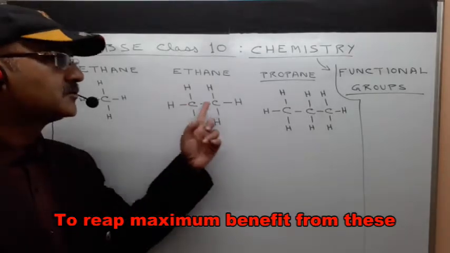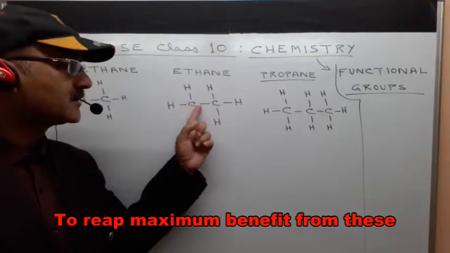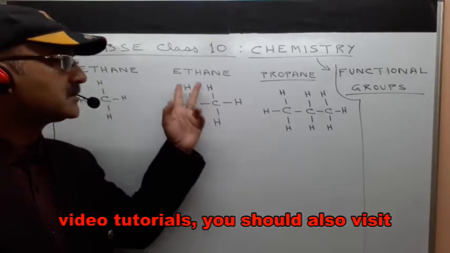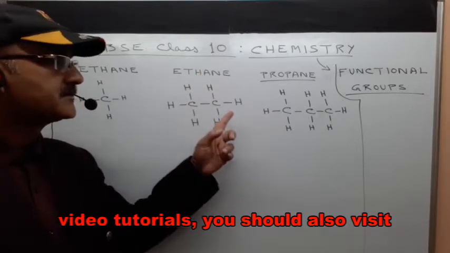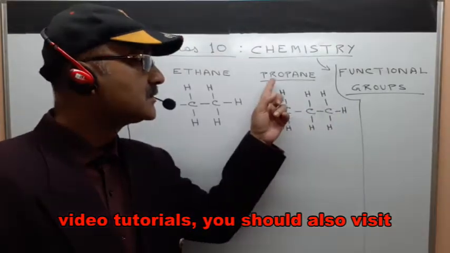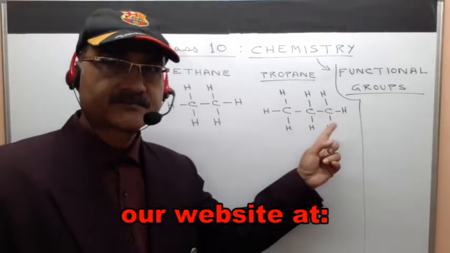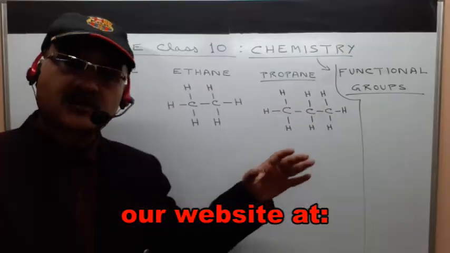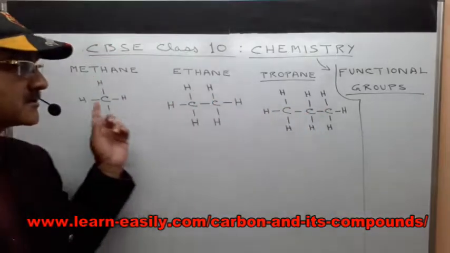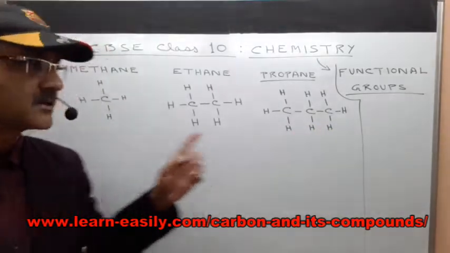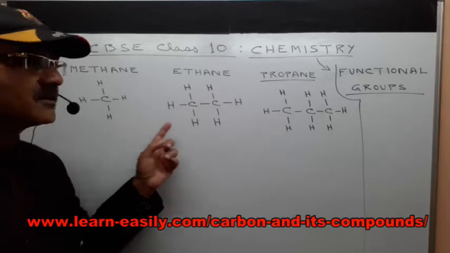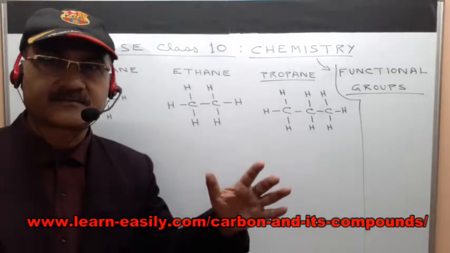Here there are 2 carbon atoms connected by a single covalent bond. So this is ethane. Here there are 3 carbon atoms. So this is propane. Okay, this you all know. Now all these hydrocarbons are saturated hydrocarbons because they contain only single covalent bonds. These hydrocarbons are not very reactive.